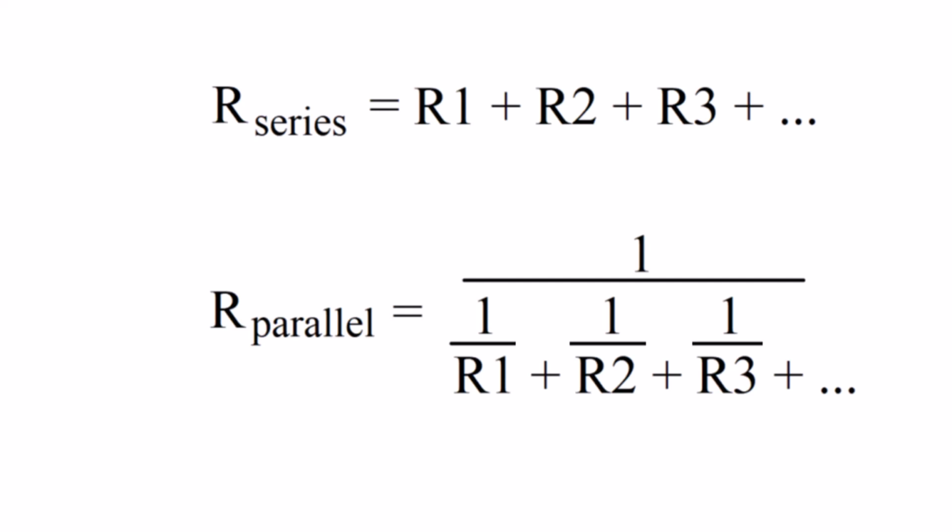The next question asks, what is the inductance of a circuit with a 20 millihenry inductor connected in series with a 50 millihenry inductor? They're in series, so we're just going to add them together. 20 plus 50, 70 millihenries.